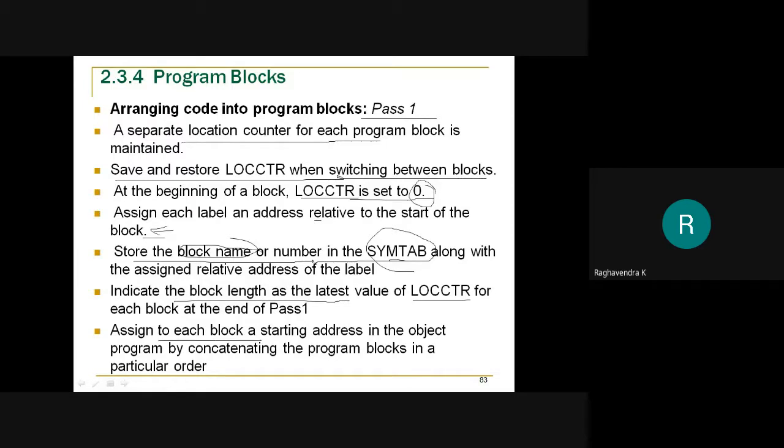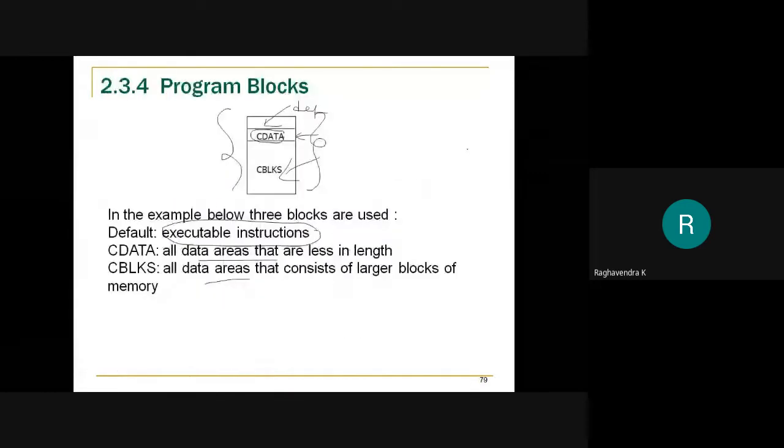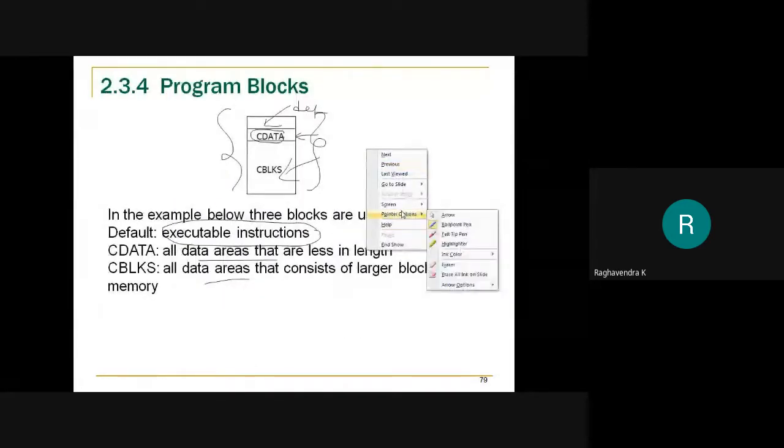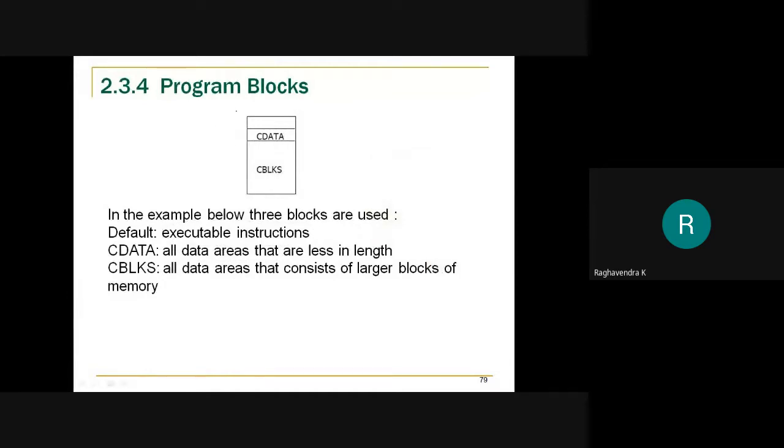And assign to each block a starting address in the object program by concatenating the program blocks in a particular order. So we want all the program blocks to be one after the other. I showed you the diagram. This is the setup that we want. So we want first the default block. After the default block, we want the C data block, and after the C data block, we want the C blocks. Okay, so this is how we have to rearrange.